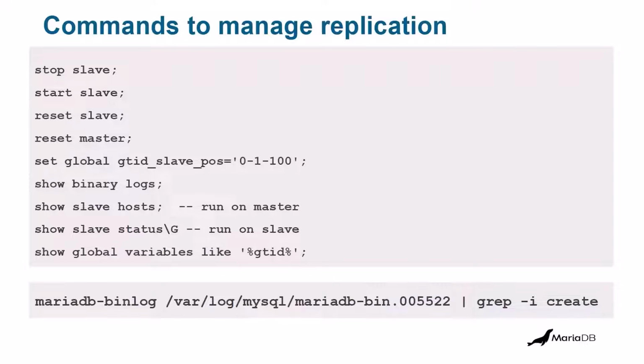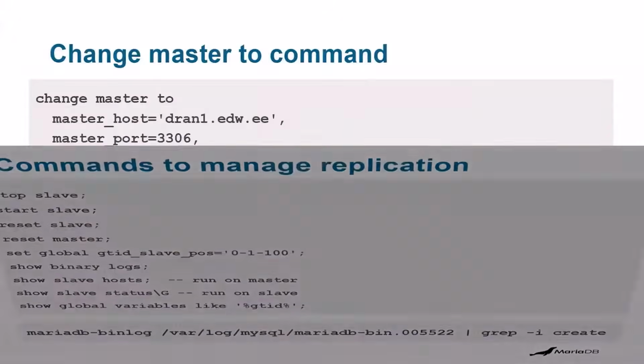SHOW BINARY LOGS. This is a way to look at the number and size of binary logs. SHOW SLAVE HOSTS, run on the master, shows how many slaves are connected and from what machines. SHOW SLAVE STATUS, run on the slave, to review current slave condition. SHOW GLOBAL VARIABLES LIKE 'gtid%' to view current GTID variable values. Use the mariadb-binlog program to convert binary logs to readable text. This can be piped into grep to search for certain events.